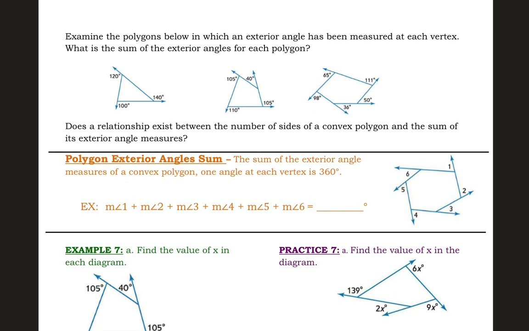It says examine the polygons below in which an exterior angle has been measured at each vertex. What is the sum of the exterior angles in each polygon? So let's see. Adriella, can you add these for me? And then Jaden, can you add these for me? And then Brandon, if you can add these for me. All of these angles.